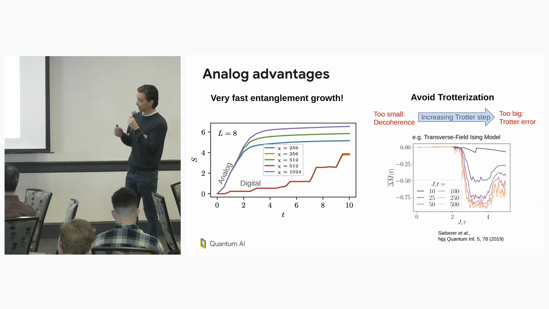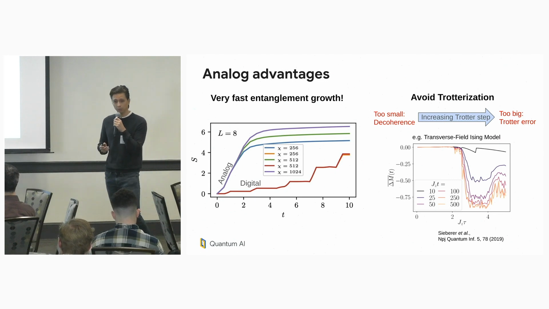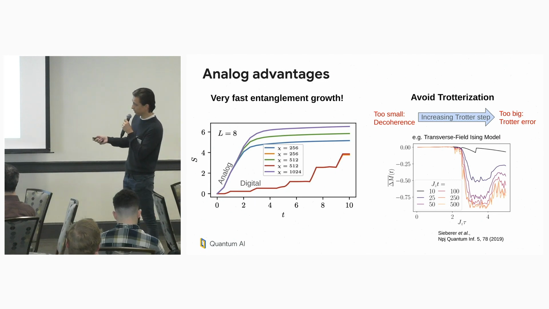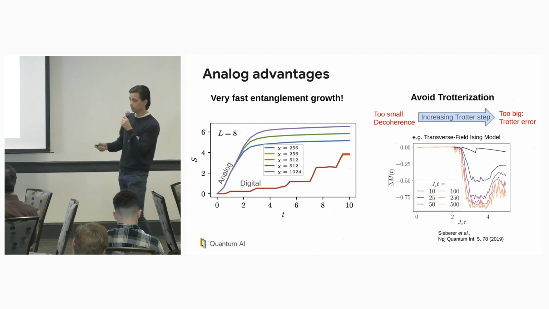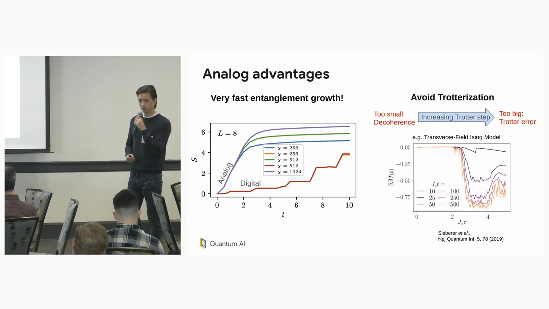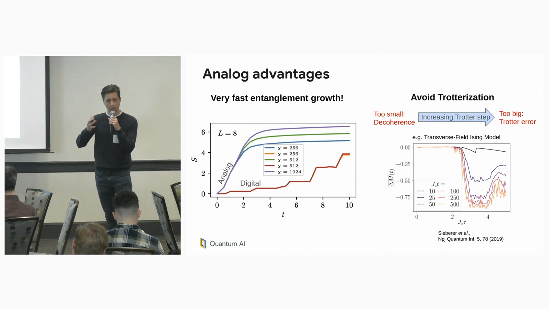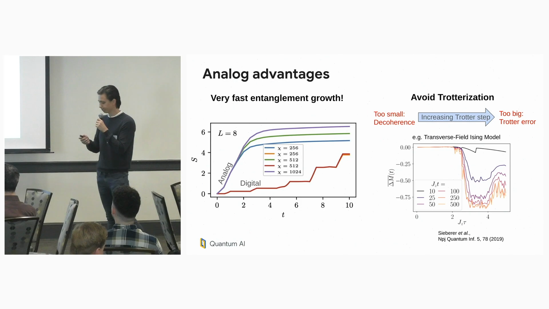A key one is that in analog, we have very fast entanglement growth. That's what's shown on the left here, where we've simulated the entanglement entropy as a function of time, both for an analog circuit and also for an analogous digital circuit. And you can see that it grows much, much faster in the analog case, simply because all of the couplings are turned on at the same time instead of applying layers of digitized gates.